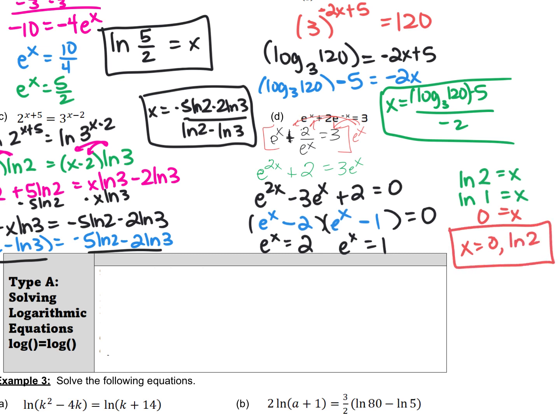That is an exponential equation in quadratic form. An exponential equation in quadratic form. So take a second, dig through that.